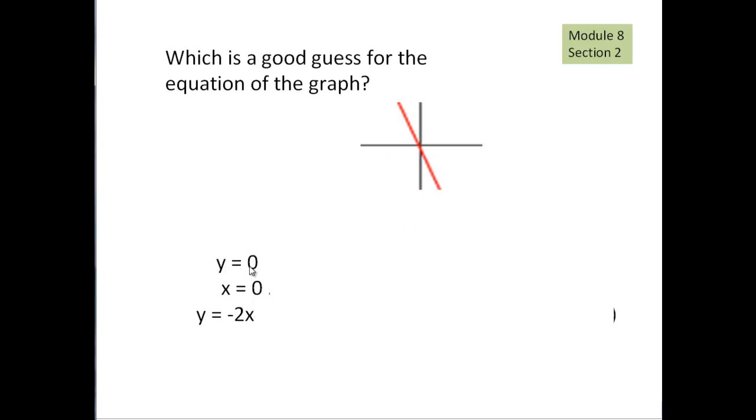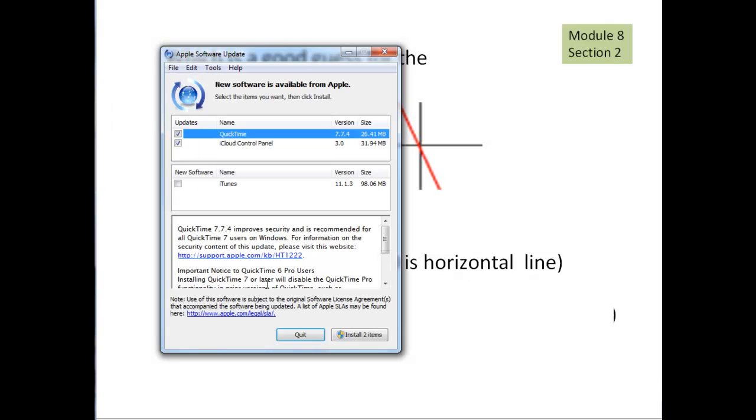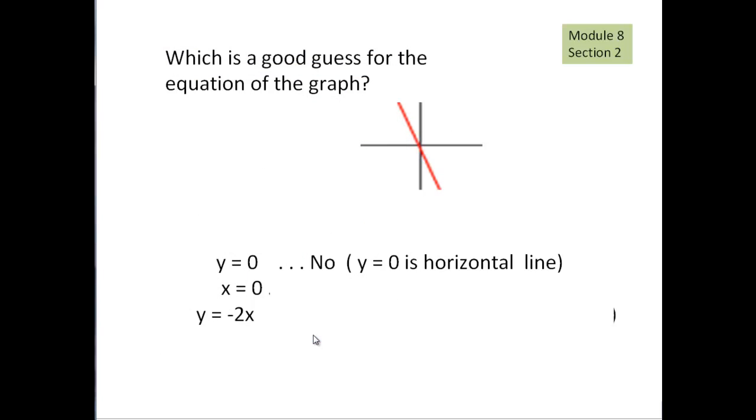Okay, if we're just going to guess what this graph is, y equals 0. These are y numbers 1, 2, 3, so it's going to be a flat line. This isn't a flat line, so that's not it. Y equals 0 is horizontal. X equals 0: here's x equals 1, x equals 2, x equals 3. These are going up and down. X equals 0 would be a vertical line. So x equals 0 is a vertical line going through 0.